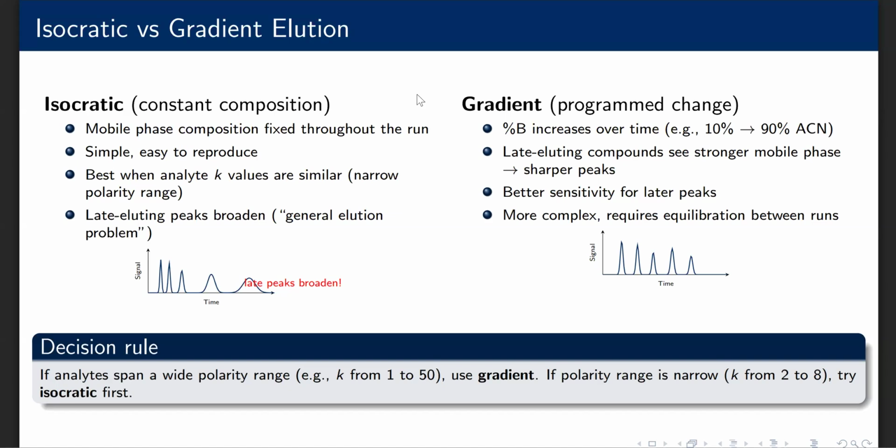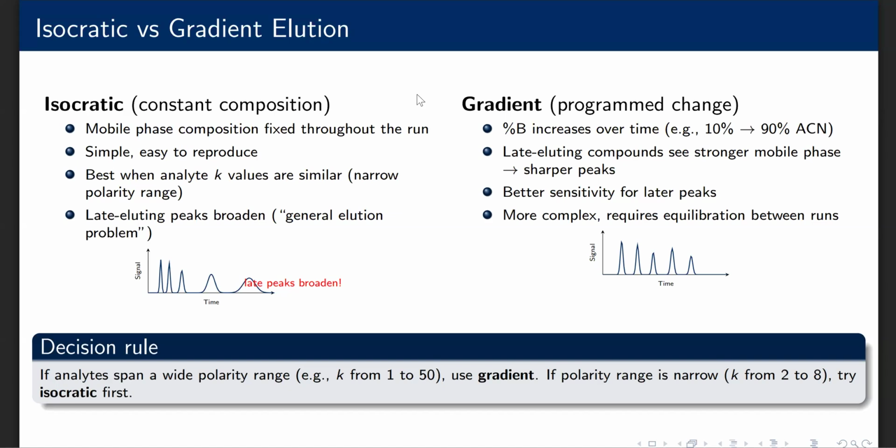In gradient mode on the right, you start with a weak mobile phase and gradually increase the organic content. Late eluting compounds encounter progressively stronger mobile phase, which compresses their peaks. All peaks come out with similar widths, improving both resolution and sensitivity for later analytes.